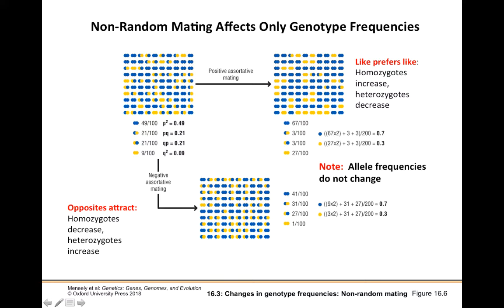In a situation where opposites attract, you would have homozygotes decreasing and heterozygotes increasing, because you're getting more breeding of homozygous dominants with homozygous recessives right there, producing a lot of heterozygotes. Once again, allele frequencies are not changing, but genotype frequencies are changing. And as a result, Hardy-Weinberg equilibrium equations don't predict adequately what the genotype frequencies are going to be.